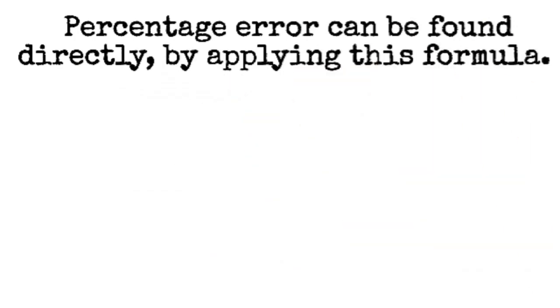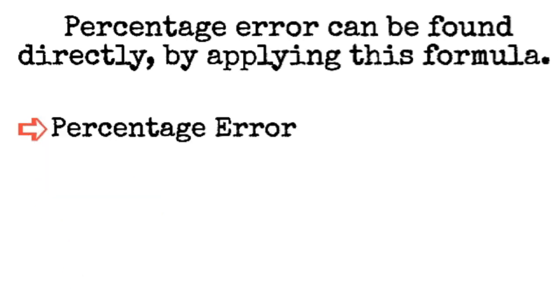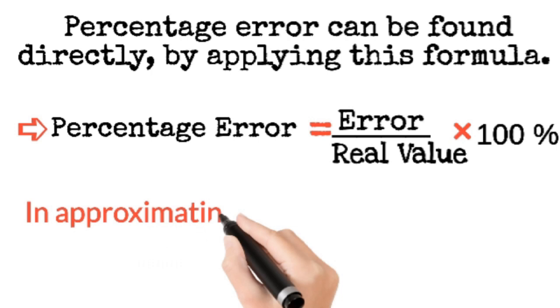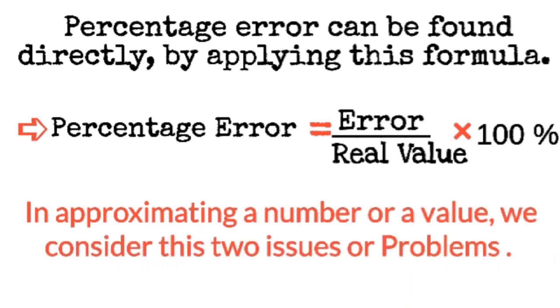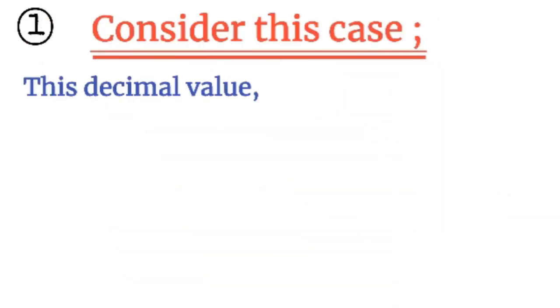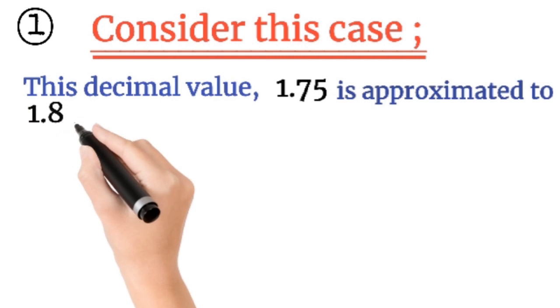Percentage error can be found directly by applying this formula. Percentage error is equal to error over real value multiplied by 100%. Please keep this in mind. Here the error is not in percentage. The real value is also not in percentage. We just multiply by the 100%. It is just a value. We will consider these two cases when solving for percentage error.